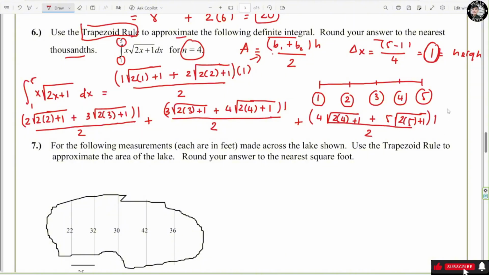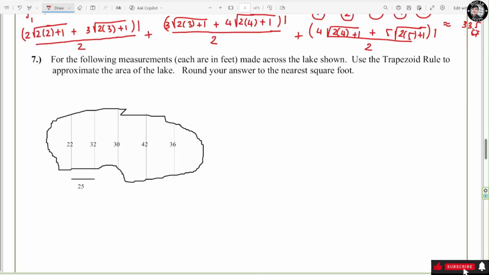Now if you simplify this one, the answer should be approximately 33.567. Now let's move on to question 7. For the following measurements, each in feet, made across the leg shown, use the trapezoid rule to approximate the area of the leg. Write the answer to the nearest square foot.